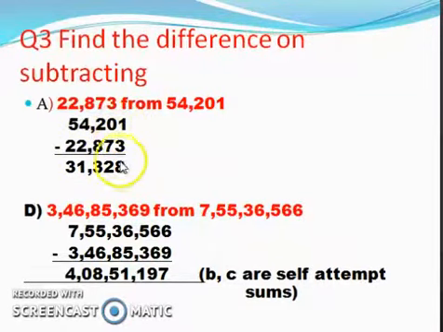11 minus 3 is 8. Here it will become 10 first, then it will give 1 over here and remain 9. 9 minus 7, 2. 1 remains here. 11 minus 8, 3. 3 remains here. 3 minus 2, 1. And 5 remains here, because it has not given anything to here. It was 3 here. So 5 minus 2, 3.